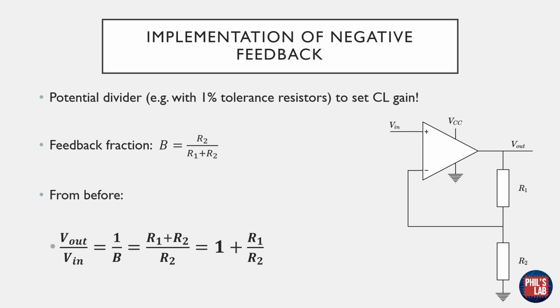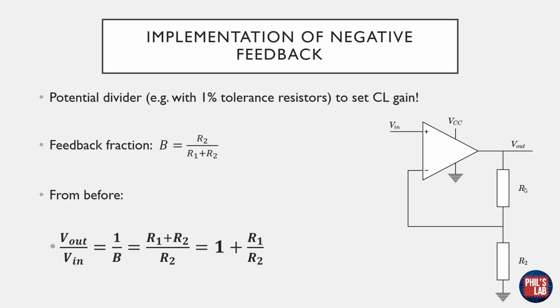Now let's see how we actually implement this feedback fraction B in a real circuit. And the circuit on the right here is something you've probably seen many times before. It's the classic non-inverting operational amplifier using 2 external resistors. Essentially, our feedback fraction is determined by these 2 resistors, R1 and R2, and they form what is known as a potential divider.